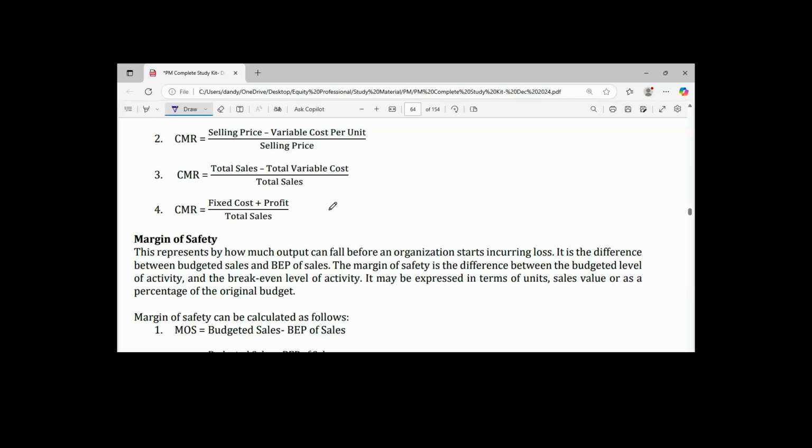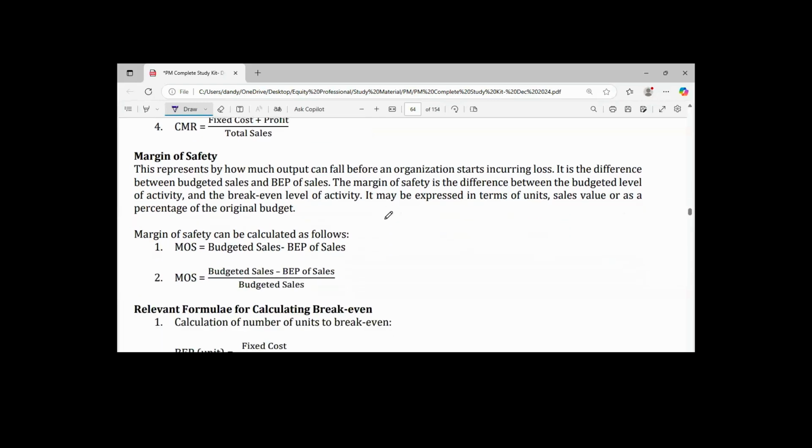Again, if the margin of safety that you want to compute is in value, then it is the budgeted sales value minus the break-even point in Naira. That will give you the margin of safety. You may also want to determine the margin of safety in the form of a percentage. Depending on the information available, the margin of safety percentage will be budgeted sales minus break-even point of sales, over budgeted sales. That will be the extent to which your output can fall before the company will begin to incur loss. So that is how to calculate margin of safety.